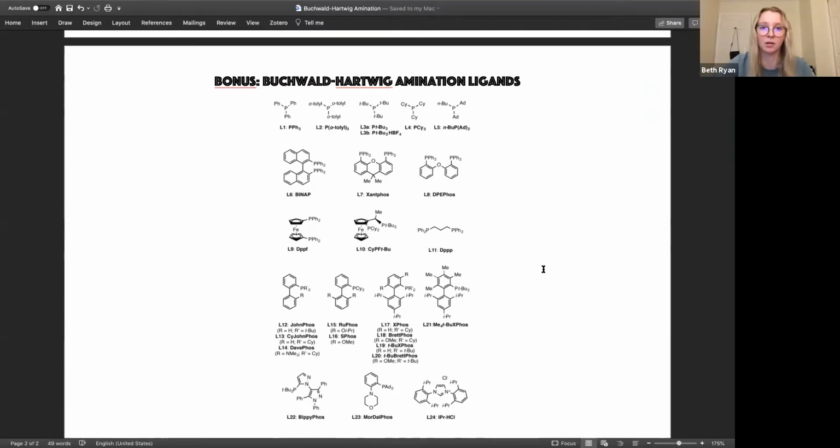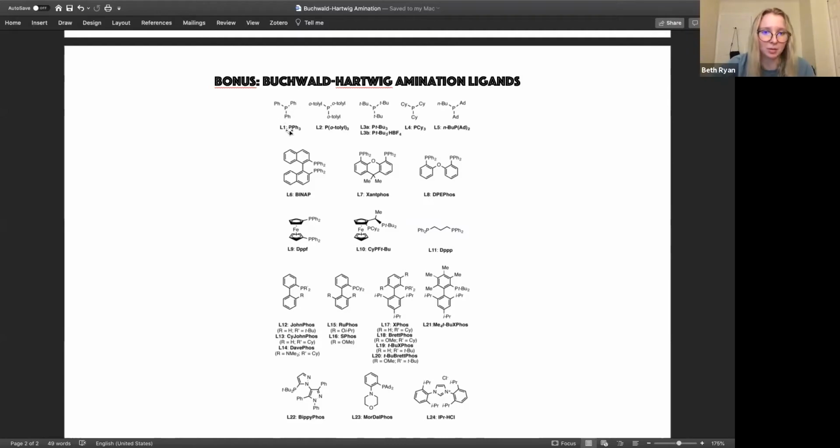And this isn't even all of them. There are so many, and they're not all that similar. I learned what AD means, which is adamantane, and it looks like a diamond. It's like three rings on top of each other.